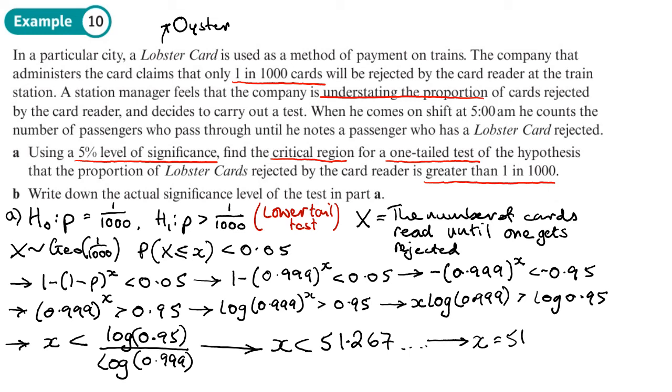So that's a critical value. The critical region will be x less than or equal to 51. So there's our critical region there.